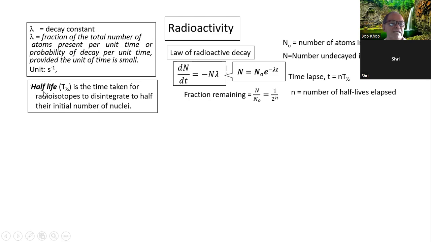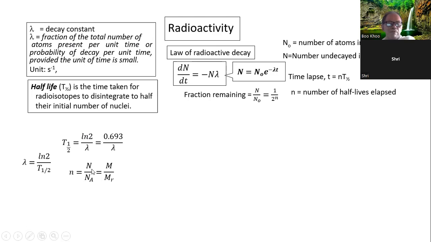Then know how to define half-life and how it is related to the decay constant. This is the commonly used one, not that it's wrong. Lambda, right? Just cross multiply, get this equation.